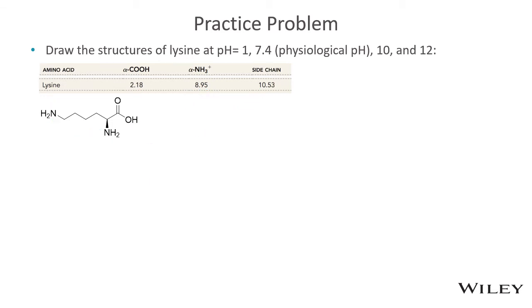At a pH of 7.4, which is physiological pH, 7.4 is above the pKa of our carboxylic acid, but below the pKas of our amino groups. So what this means is the carboxylic acid is going to be deprotonated, but the amino groups are going to remain protonated. So we'll go ahead and draw our structure at pH of 7.4. So since we have still acidic conditions with respect to the amino groups, they will be protonated.